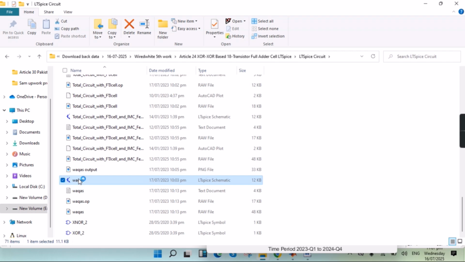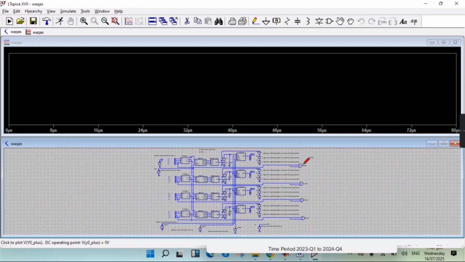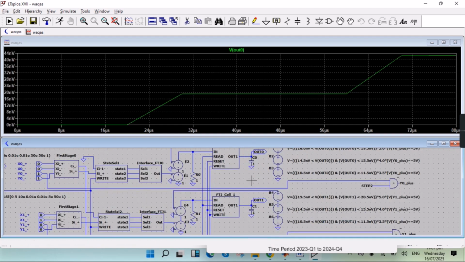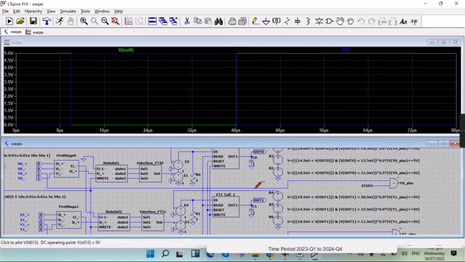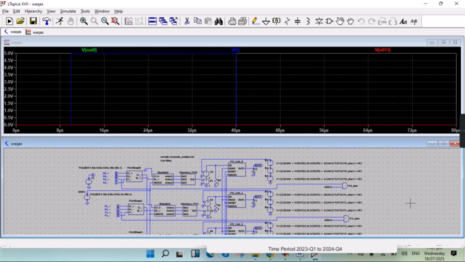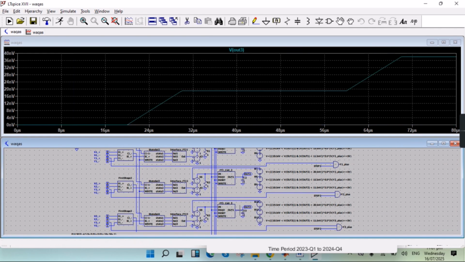This is the cast circuit. Basically, I have added all the circuits separately. When we run this circuit, for example here, this one is the output, this one is the output, this one, and this one. See, all the outputs are present in it.